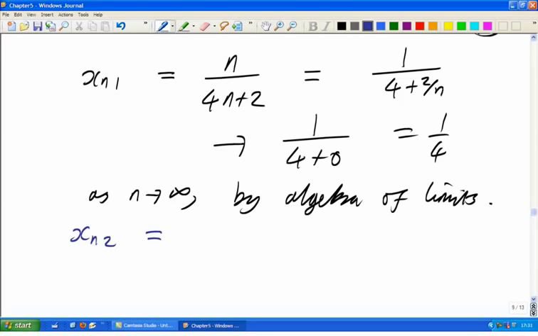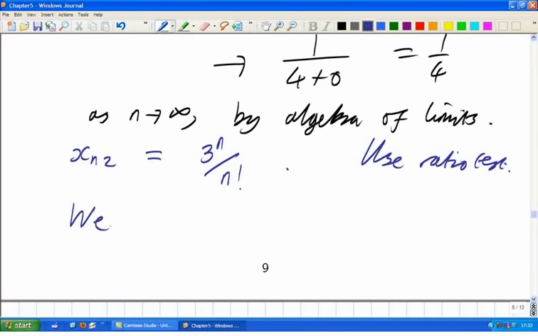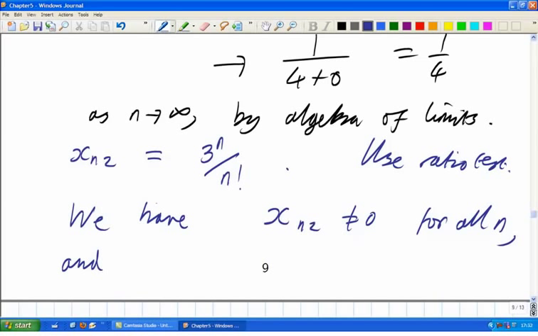xn2, that's 3 to the n over n factorial, and that's a slightly trickier one. Who knows the name of the appropriate test to use to deal with this one? Ratio test? Excellent. Okay. So we'll use the ratio test. We have xn2 is not equal to 0 for all n. That's a good start. Otherwise, you have to be careful with the ratio test. And we'll have a look at mod xn plus 1, 2 over mod xn2.